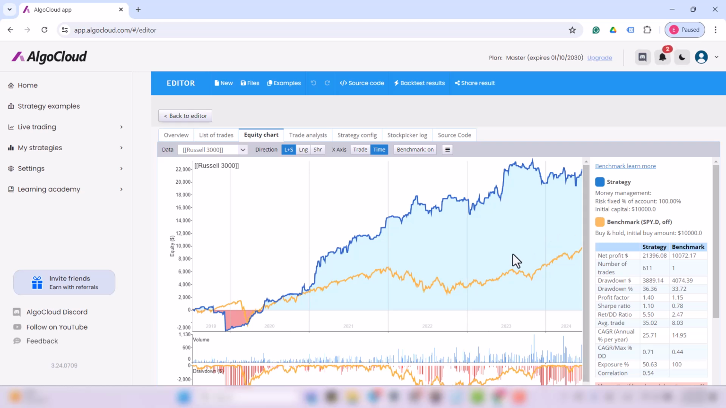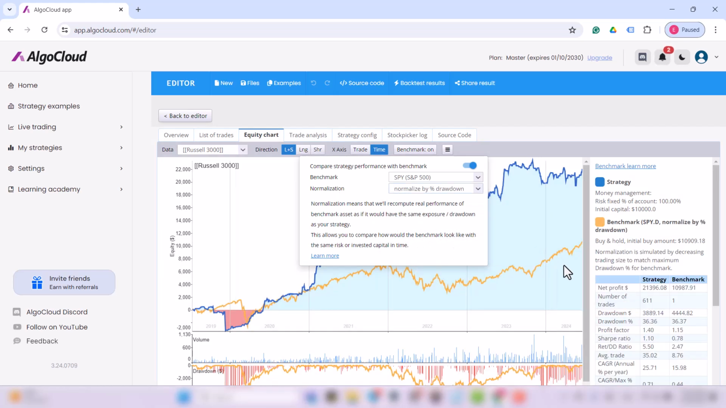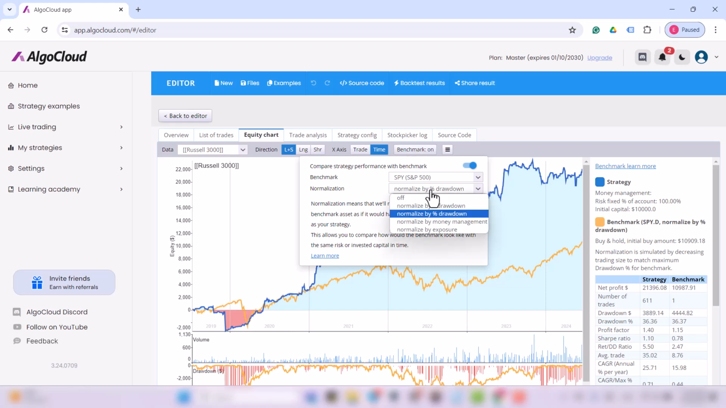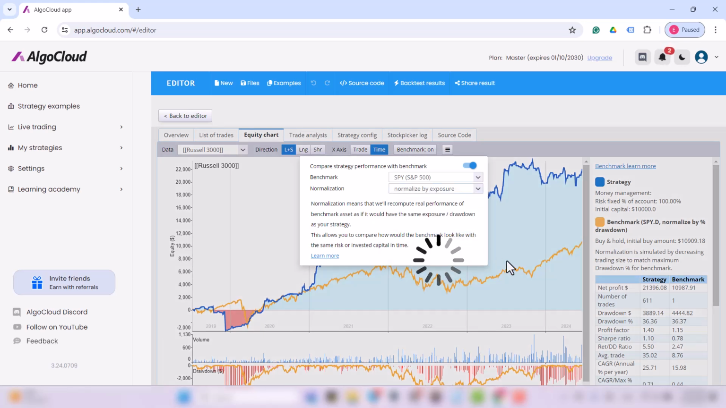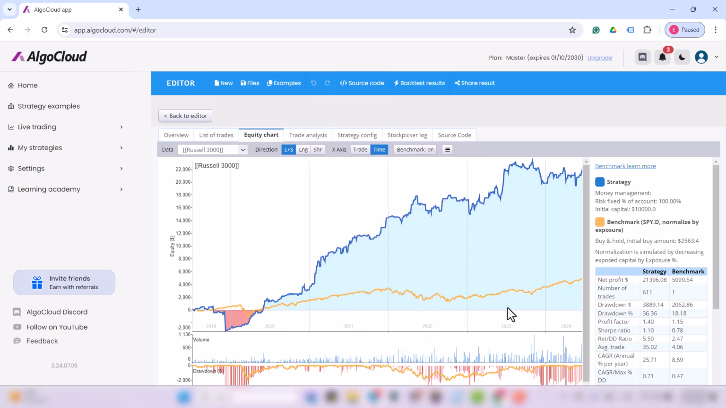What we can and should try is to normalize the results by drawdown first. And obviously in this particular case there's no big difference. But if you switch to normalize by exposure, the difference is already quite significant. Because when you hold SPY, you hold it all the time, regardless of market behavior. However, the strategy does not stay in all the time and reacts to market changes.